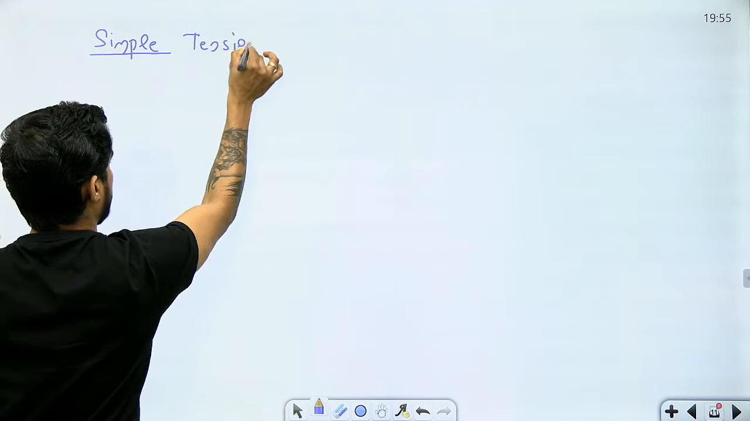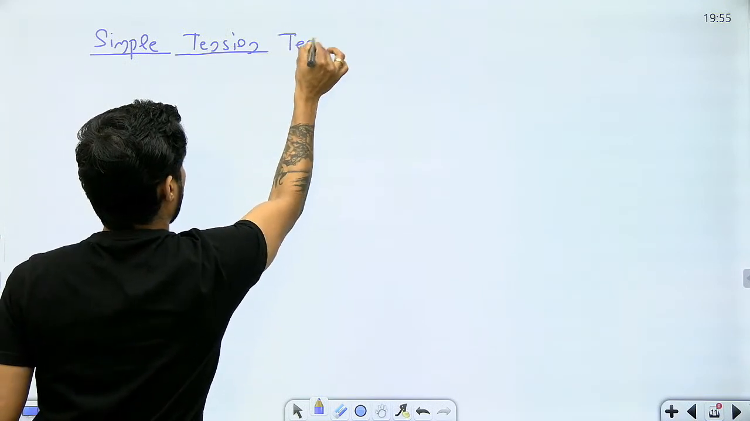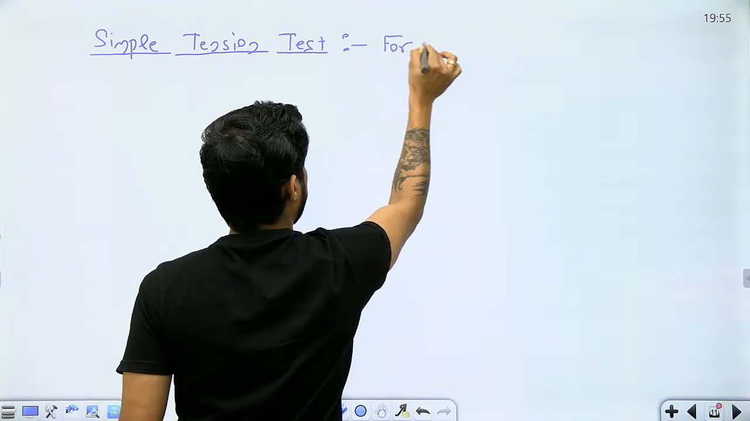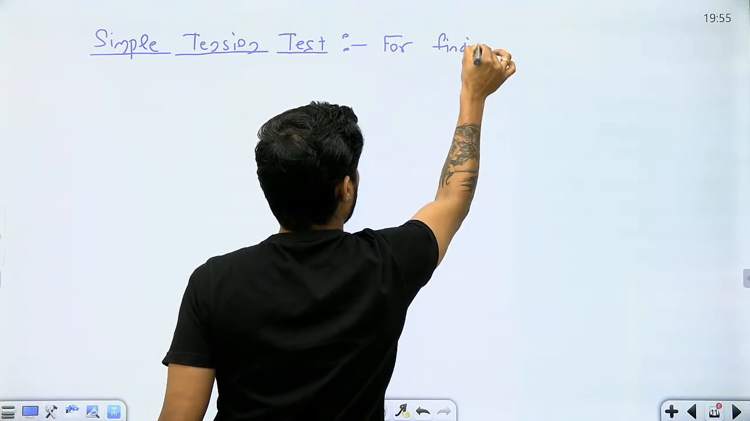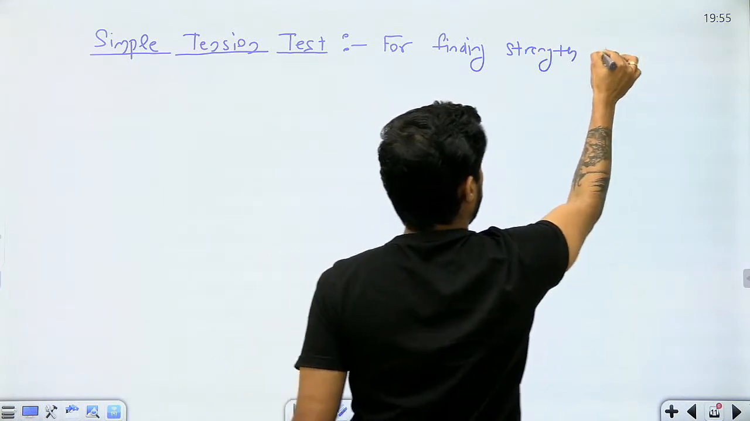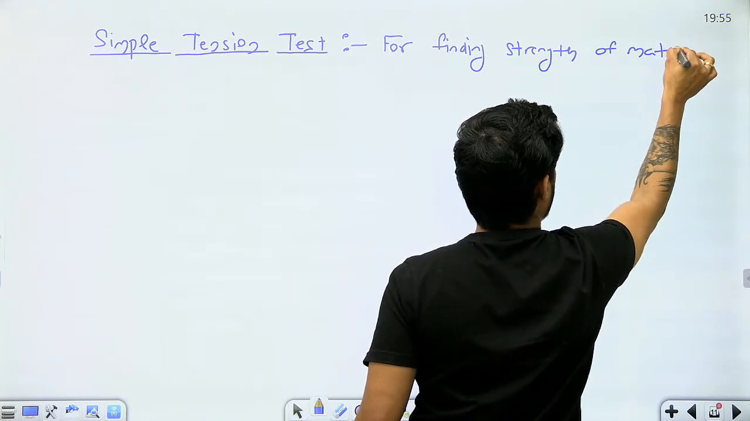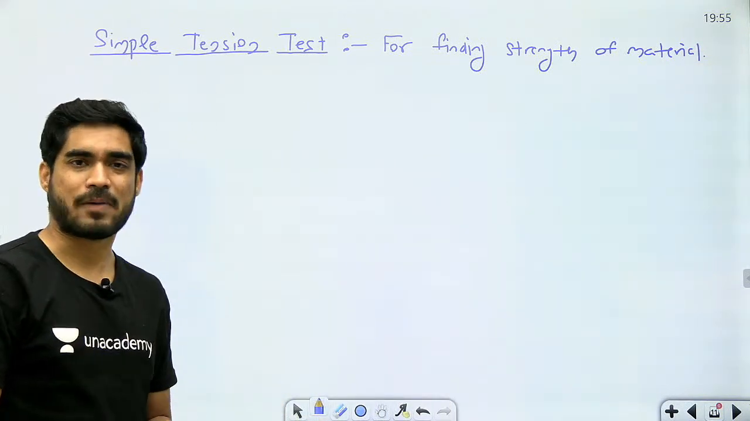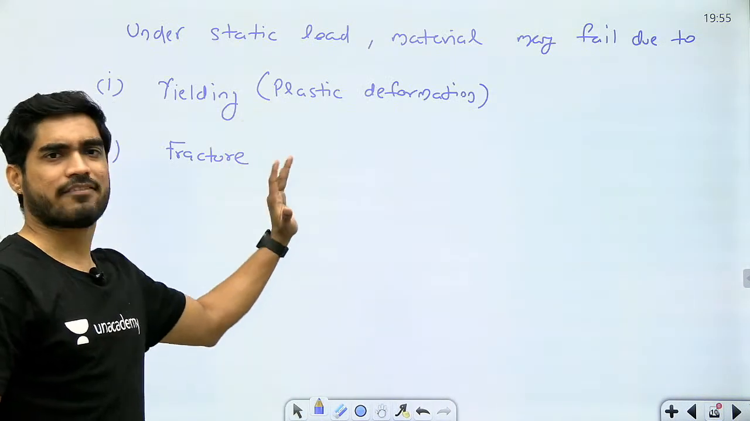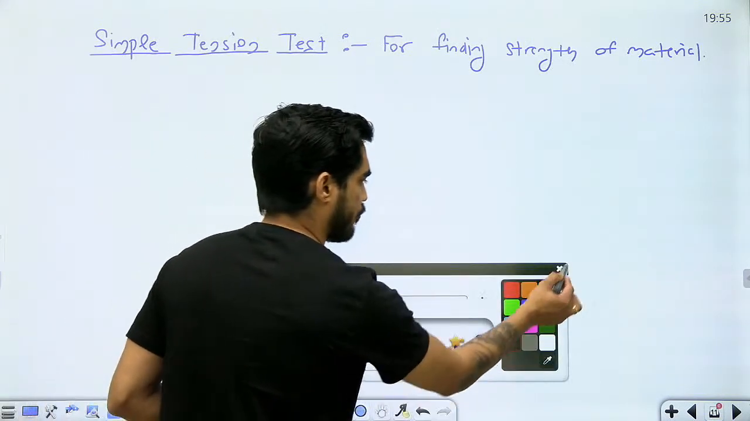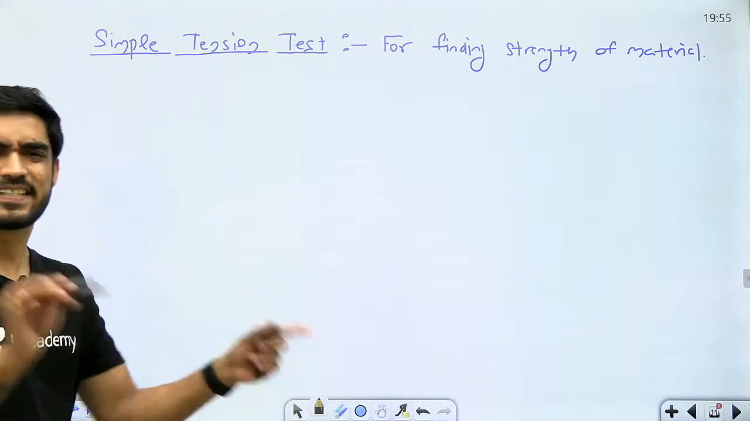Using simple tension test for finding the strength of material. Strength of material बोलने का मतलब क्या है? Strength of material means how much stress I can apply without yielding and without fracture. Okay, so let's say you need to find the strength of a material, let's say steel.